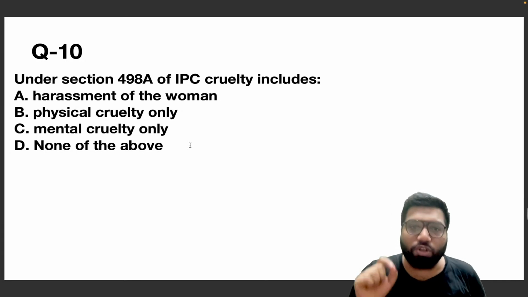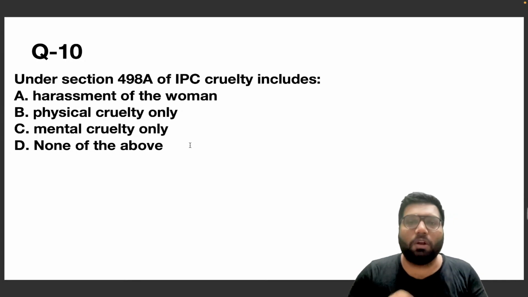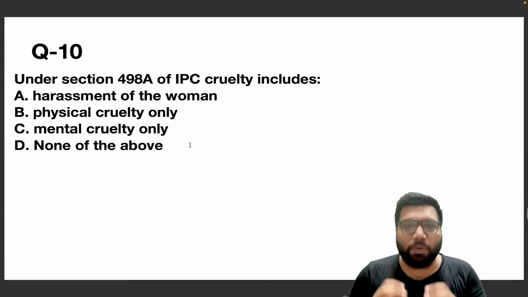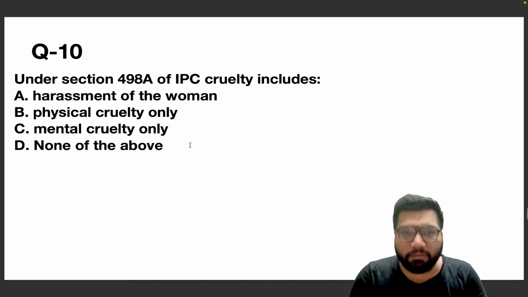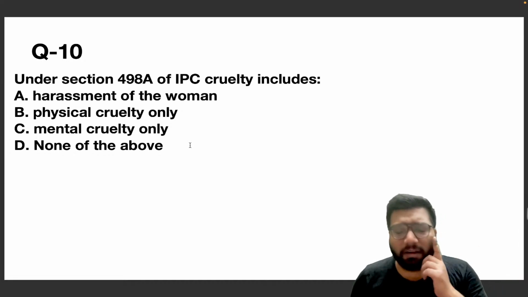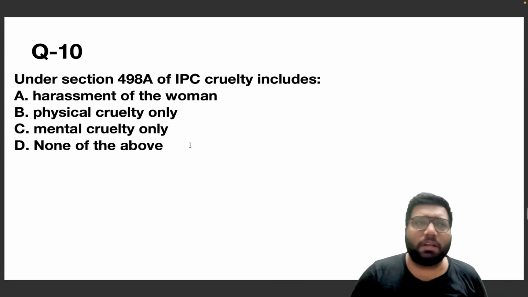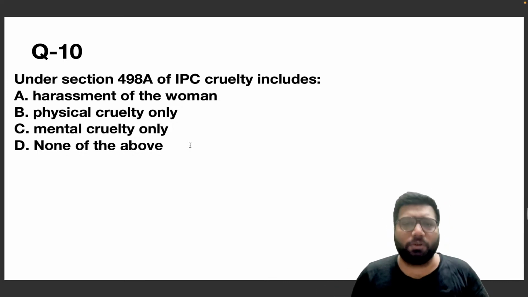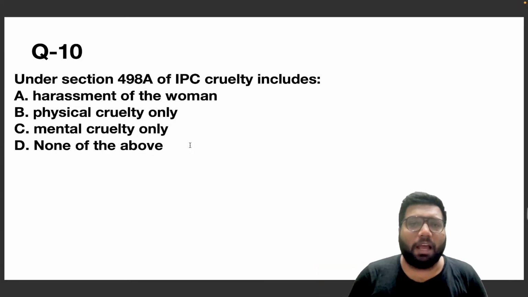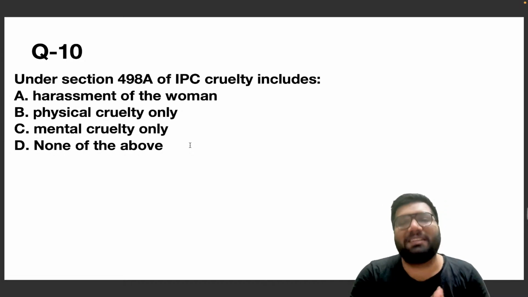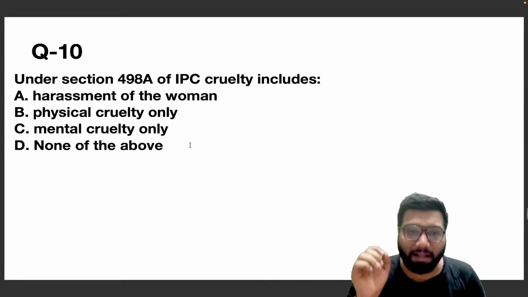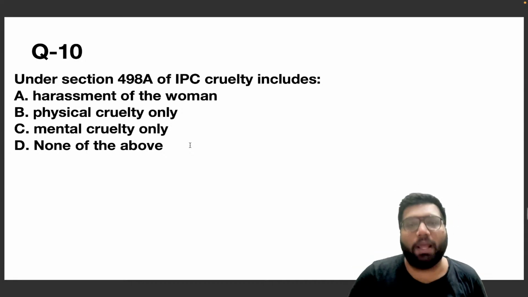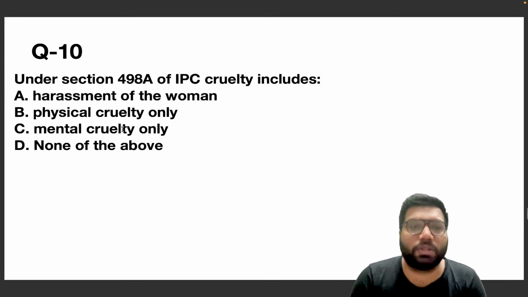It's about when someone is taunting you on a daily basis that you are not good for anything, you're just wasting our money, you're wasting our life. In relation to this question, if a husband is telling his wife daily that you are not beautiful, you have not come up with a good amount of dowry, I was dreaming about a big car but you have not got me that, then the husband is causing mental cruelty to the wife. And this question says physical cruelty only, that's why B is not the correct answer.